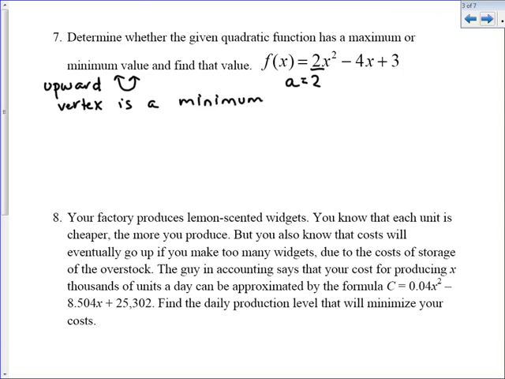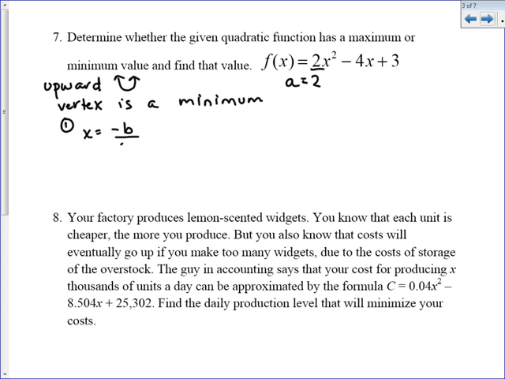And we can tell that just looking at the sign of A. Getting our shape. Is it the top or bottom? Now the second part says find that value. So finding the vertex has two parts. The first part, we need a little formula for x. How do I find x?